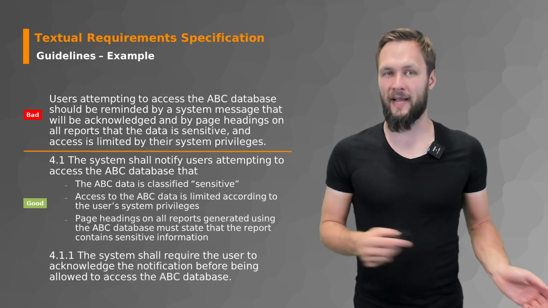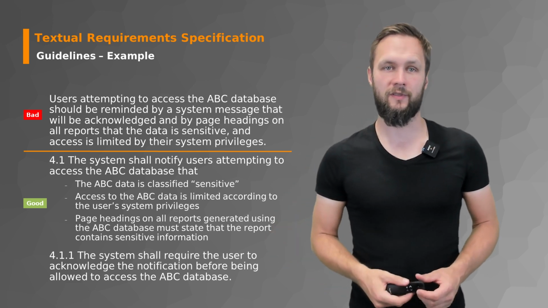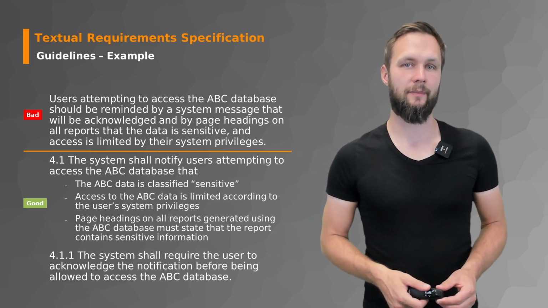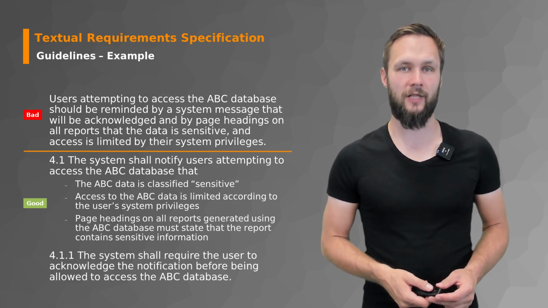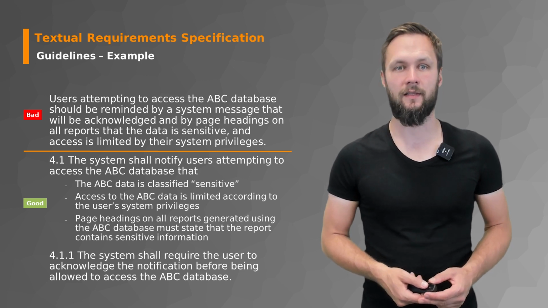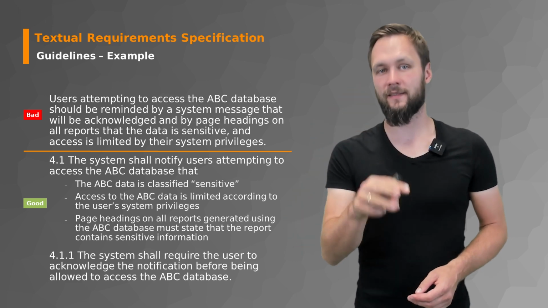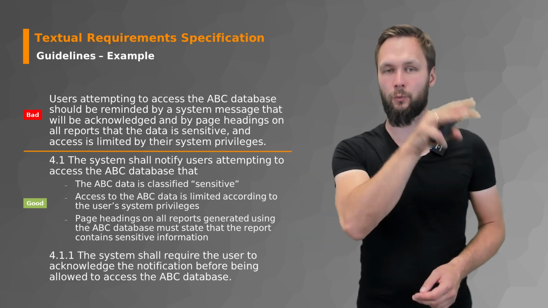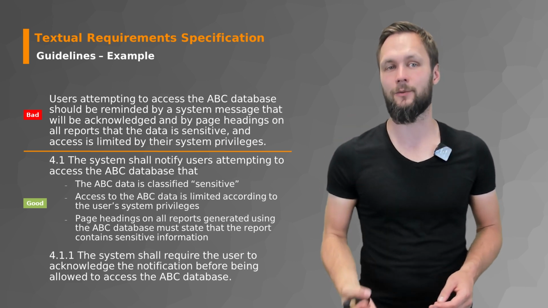And here we have a bad and a good example. The bad on top: Users attempting to access the ABC database should be reminded by a system message that will be acknowledged and by page headings on all reports that the data is sensitive and access is limited by their system privileges. While reading this sentence, I already forgot the first word of that sentence, so it's definitely not a good way to write down requirements.